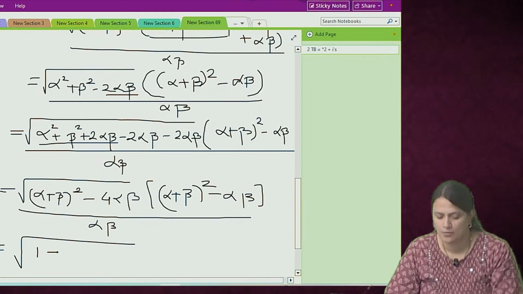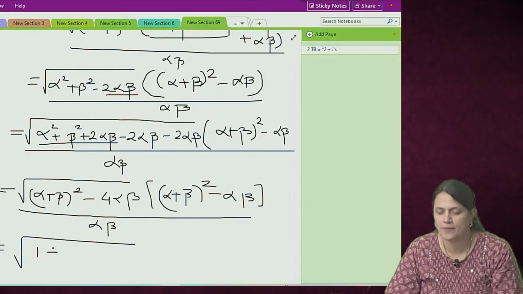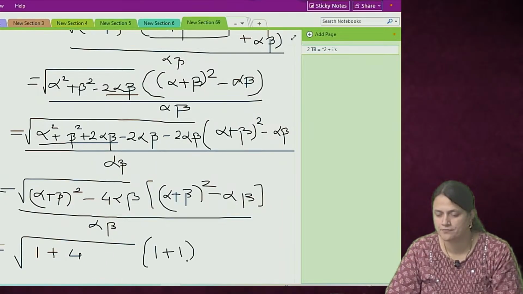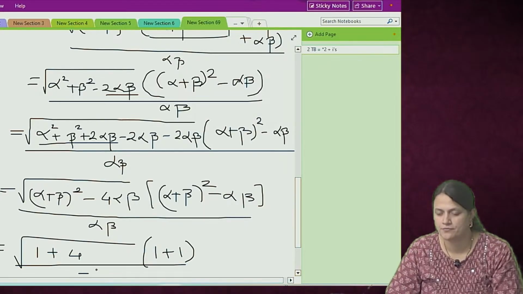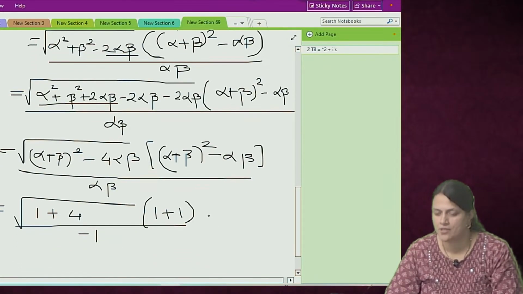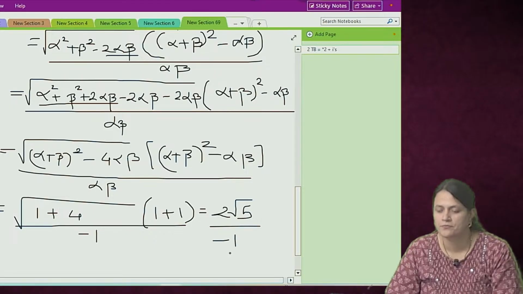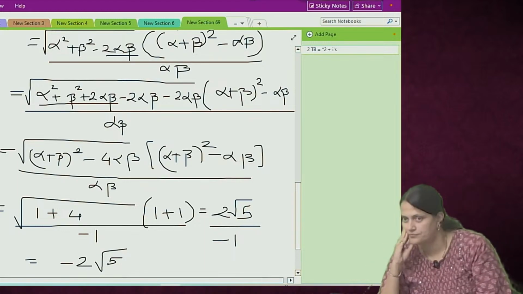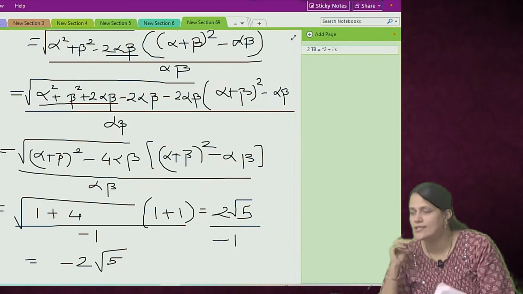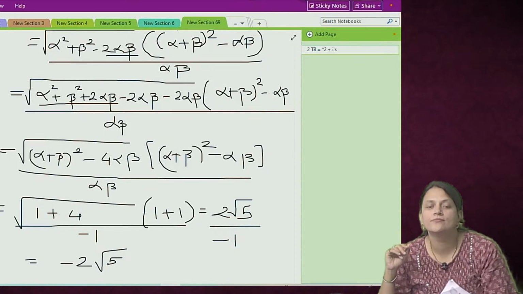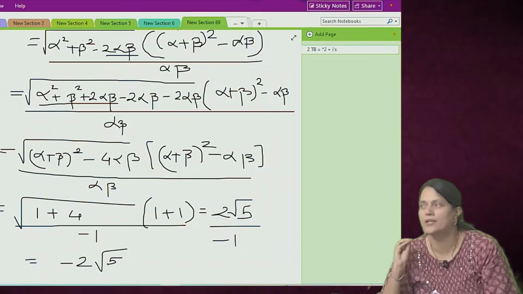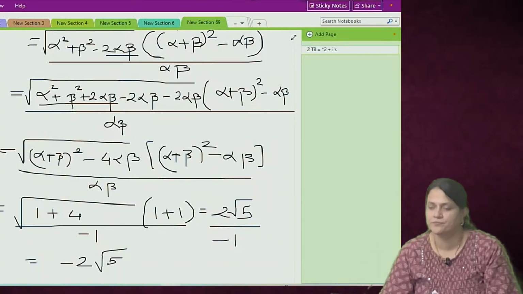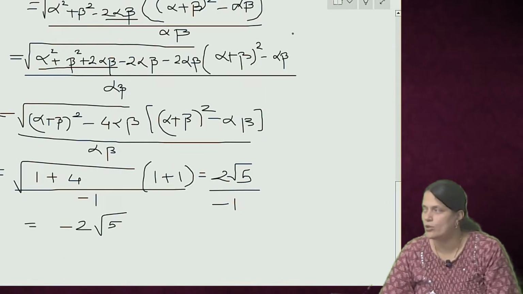1 square is 1, minus 4 into minus 1, which will become plus 4. This will become 1 plus 1 upon minus 1. So that is going to give us 2 root 5 upon minus 1, which is nothing but minus 2 root 5. So the answer is option D for question number 11.